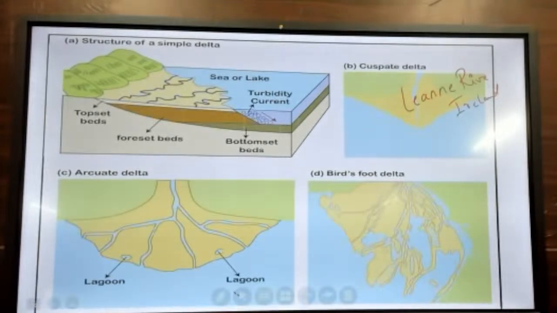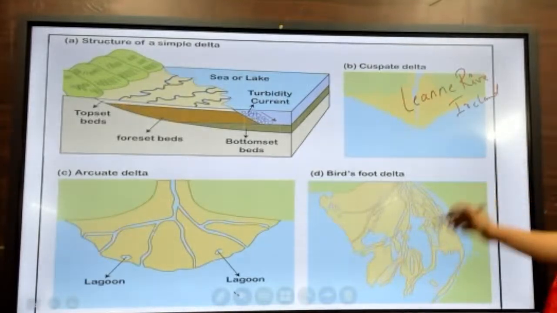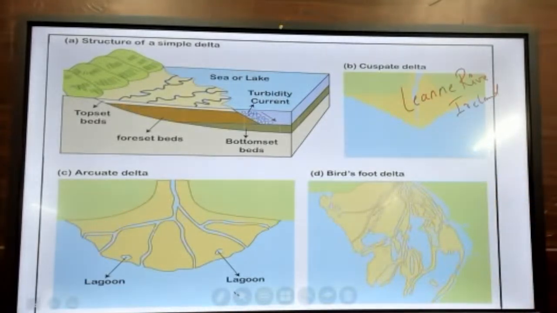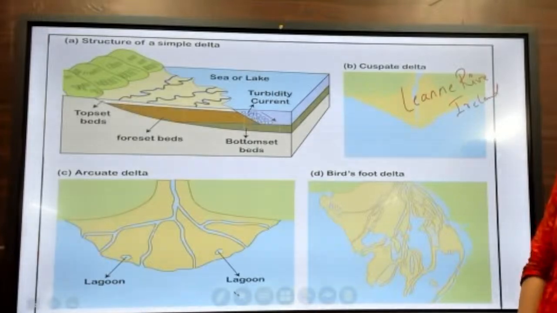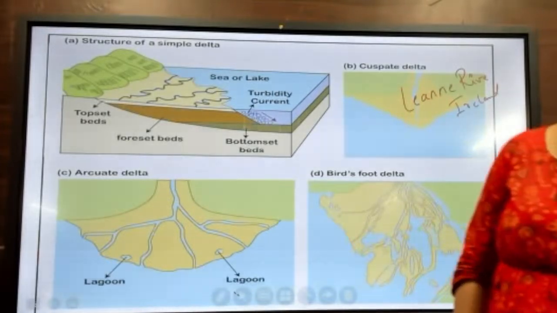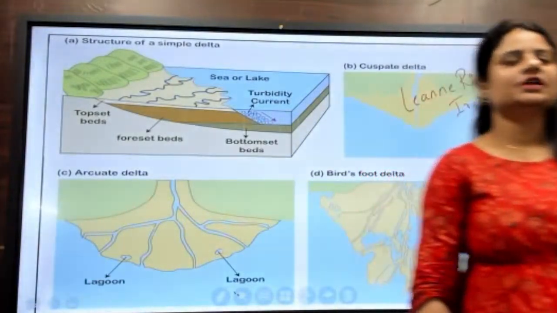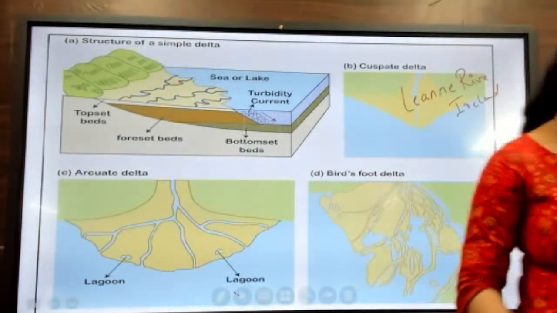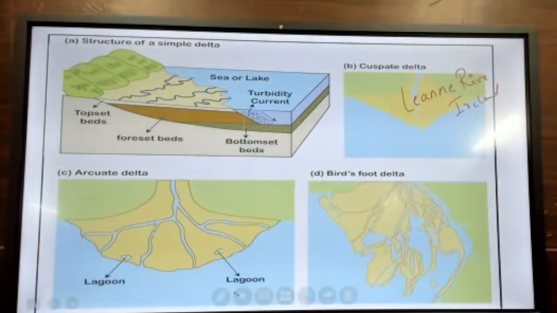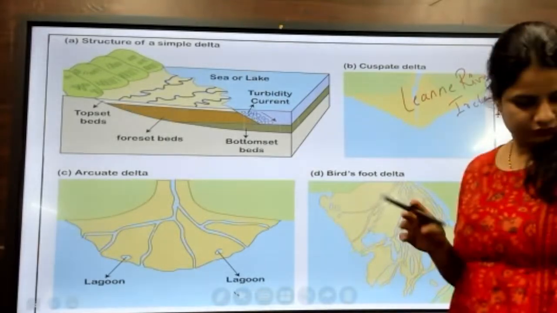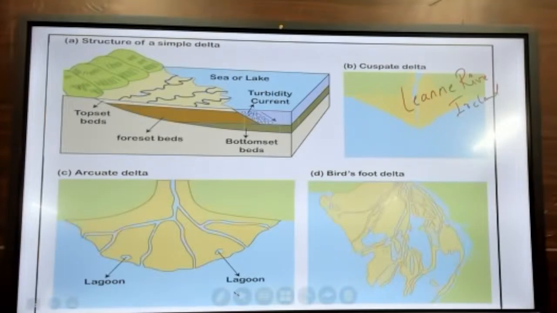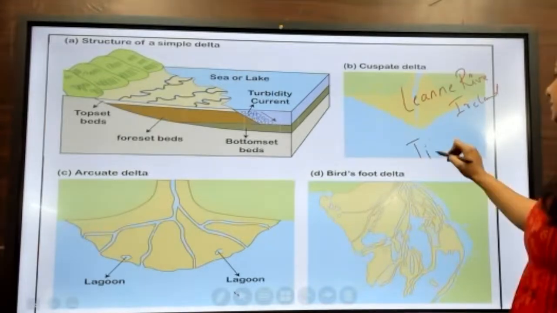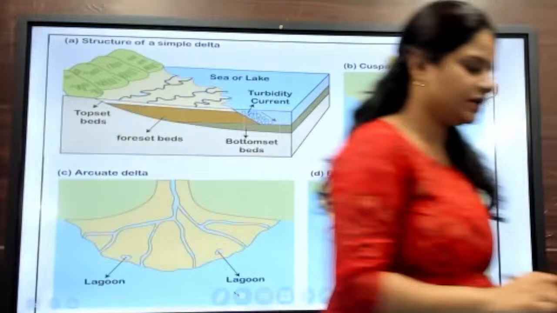Truncated delta, I don't have an example here. Abandoned delta, write down Yellow River. Where is Yellow River? Easy one. China, correct. Yellow River and Hooghly River. And the last one, Tiber River. It is in Italy.